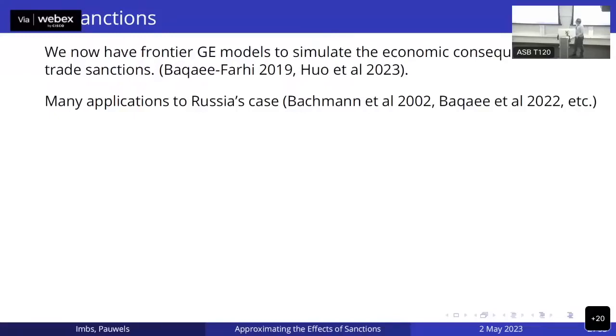And in fact, recently there have been quite a few applications to Russia's case, the current war between Ukraine and Russia. There's a couple of papers that make use of this general equilibrium model and give us some idea of what the consequences are for Ukraine and Russia and for the world when sanctions are imposed on Russia.